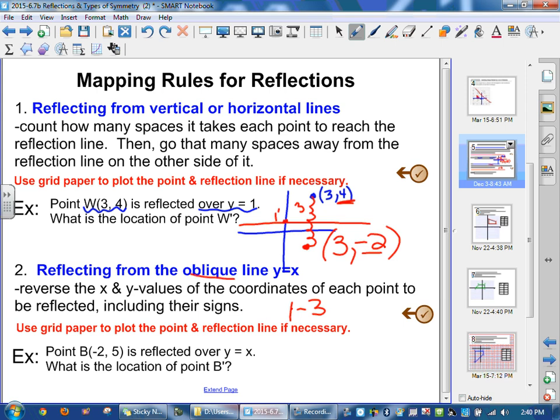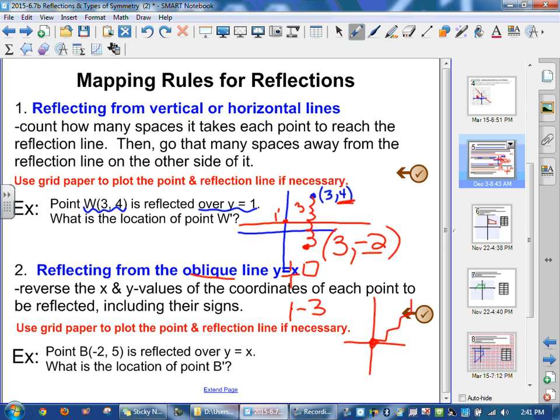Diagonal. Good. It's a diagonal line. So we have y equals x. Since there's no number on the right of it, what number do I know he starts at? 0. He starts at 0, right in the middle. And then the number in front of x is going to be a fraction, 1 over 1. It's going to go right 1 up 1, right 1 up 1, right 1 up 1. That's my diagonal line I'm reflecting over.